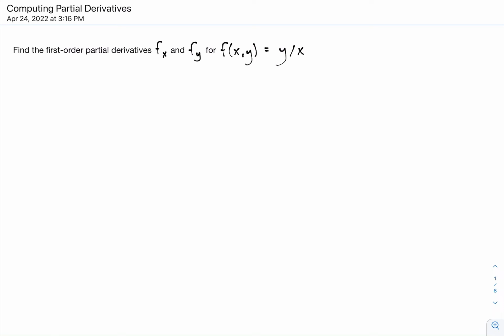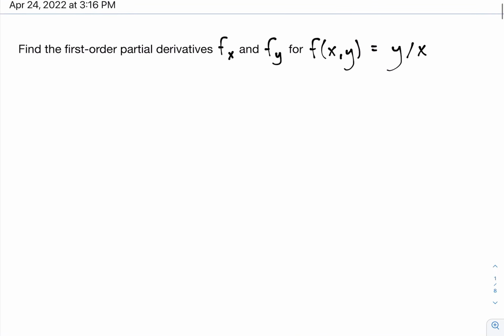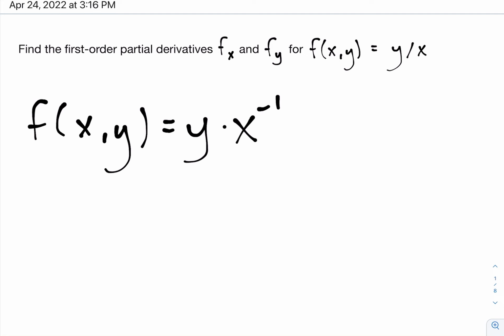Okay, so find the first order partial derivatives f sub x and f sub y for f of xy equals y divided by x. Before we even get into this problem, I'm going to rewrite the function f of xy as y times x to the negative 1. So I'm going to write it as a power instead of a fraction. Anytime you change a rational function or a fraction into a series of powers, it'll make it a lot easier to take the derivative.